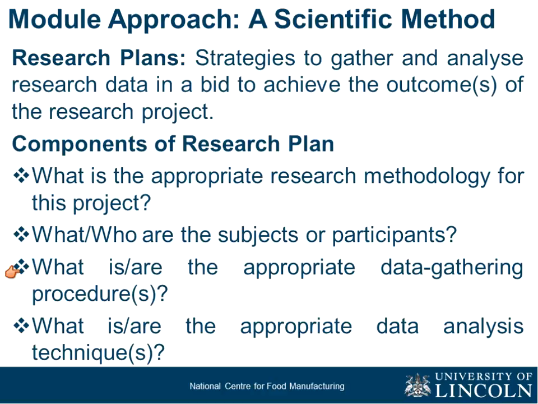Again, you also need to identify the appropriate data gathering procedures. If you've identified your subject and the appropriate research method, then you need to look into how you gather your data. How do you get appropriate data for your research? The next thing is that, because you have the procedure for gathering your data, you also want to look at the procedures for analyzing your data. This is what we talked about earlier, using NVivo, using SPSS, and so on.